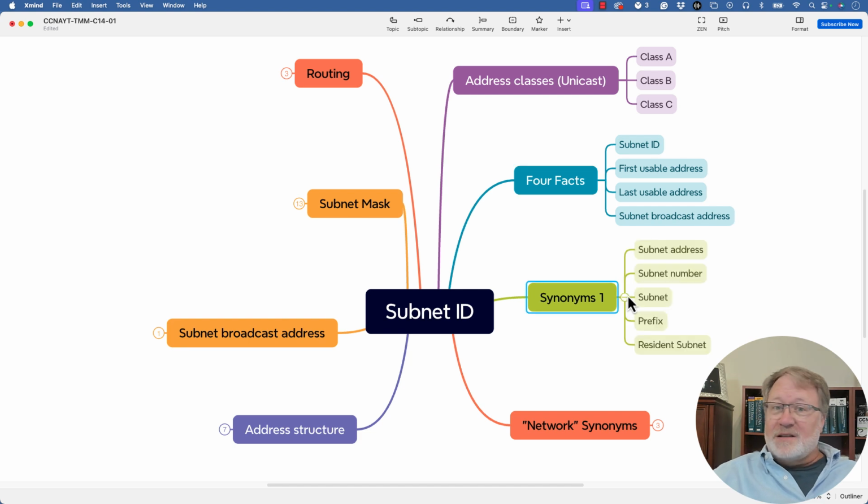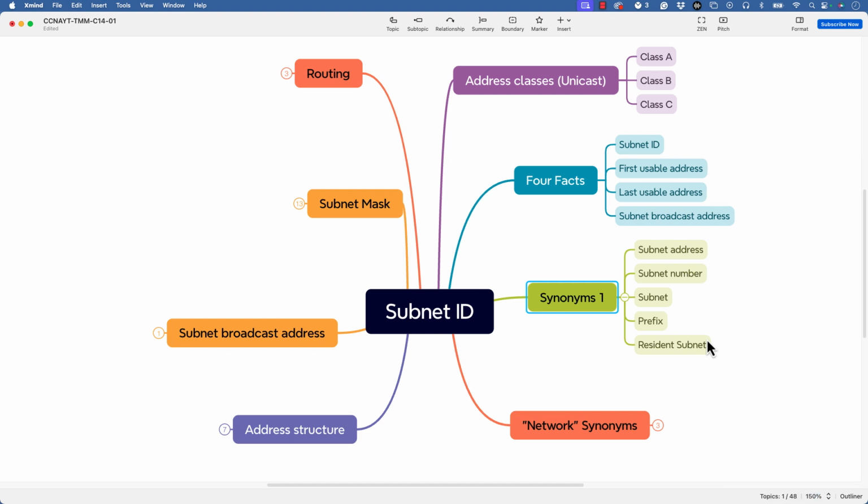Then there were a lot of synonyms, a lot of terms that really referred to the same idea. So for subnet ID, we had subnet address and subnet number. And then simply subnet, just a little briefer. And sometimes people use the word prefix. And then this idea of resident subnet, which is really a term I popularized in my books, just referred to an address resides in or is a part of some subnet.